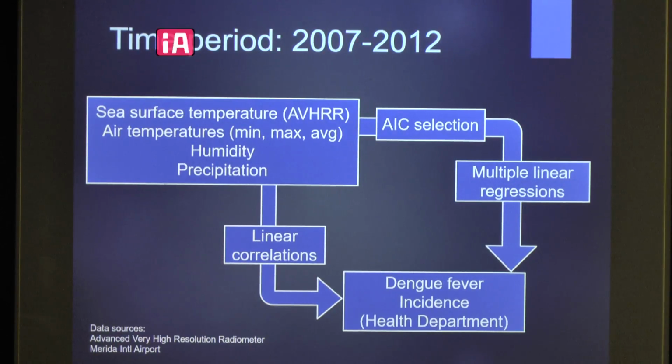And after identifying those variables, I put everything into a multiple linear regression model to identify how much of the variability was being explained only by environmental factors.